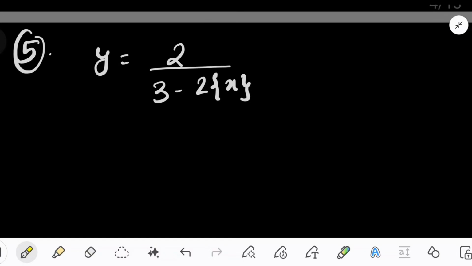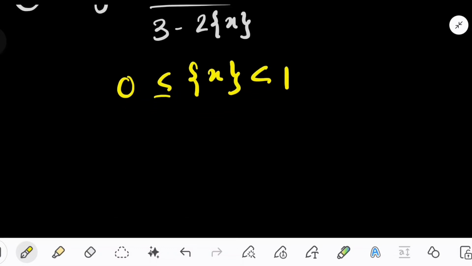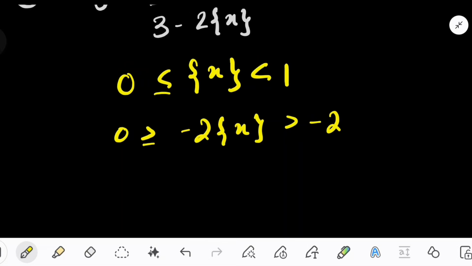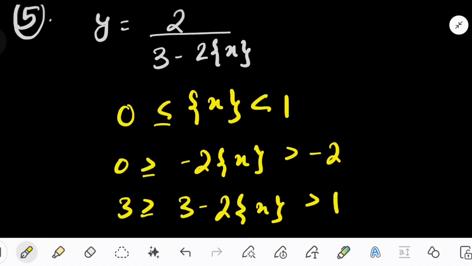Okay. Now let's see this question. Again this is the same thing. We know that this is the fractional part of x. So the fractional part of x always lies between 0 and 1, and 0 is inclusive. So again you just multiply by -2, and of course if you are multiplying by a negative, the inequality will reverse. So -2 is greater than this expression, which is greater than -2. When you add 3, you will get this expression, and this is 1, correct?